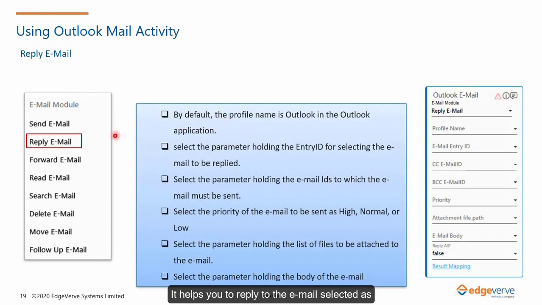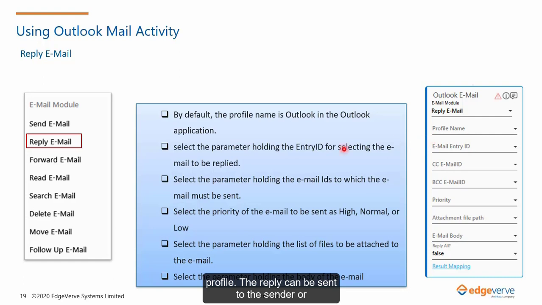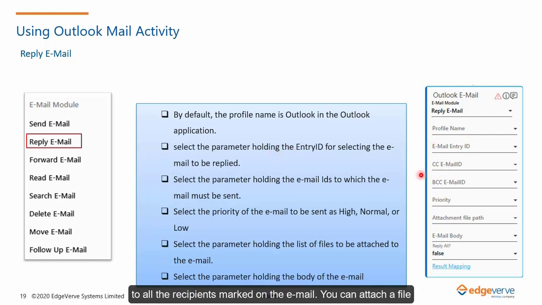It helps you to reply to the email selected as per the entry ID field present in the Outlook for the given profile. The reply can be sent to the sender or to all the recipients marked on the email. You can attach a file, mention the priority of the email, and then send the email to intended recipients. Now, mostly all the fields remain the same as the earlier operation. What is this reply all option?